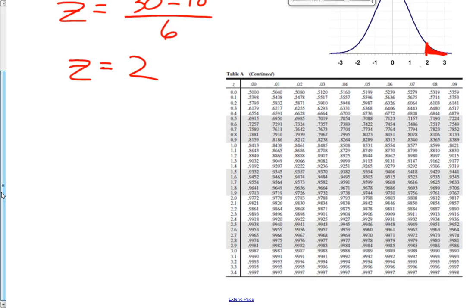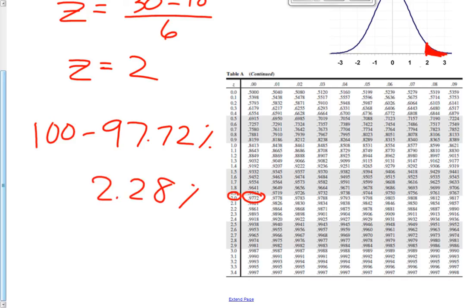Let's go to 2.0. Here's 2.00, which is 97.72%. And that's the percent of people that are a z-score of 2 or below. Remember, a percentile is everything that lies below a given z-score. So what lies above? 100 minus 97.72. So the answer to that is 2.28. 2.28% score better than a 30.